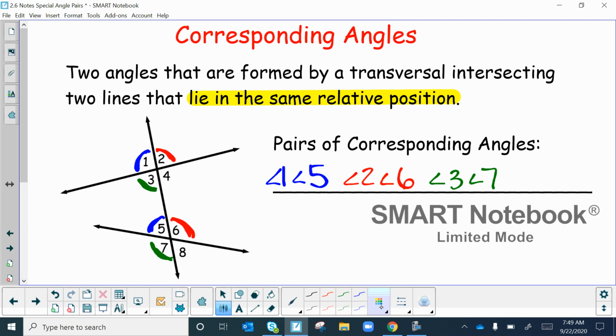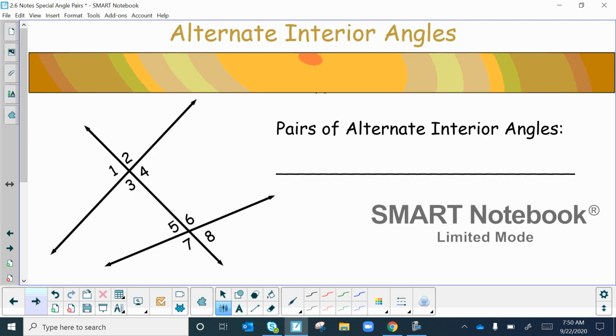are a pair of corresponding angles. And then lastly, 4 and 8. Angle 4 and angle 8. Those are corresponding angles. So if we ever ask you to identify some corresponding angles, follow this definition and be able to identify them. The next special angle pair is alternate interior angles.